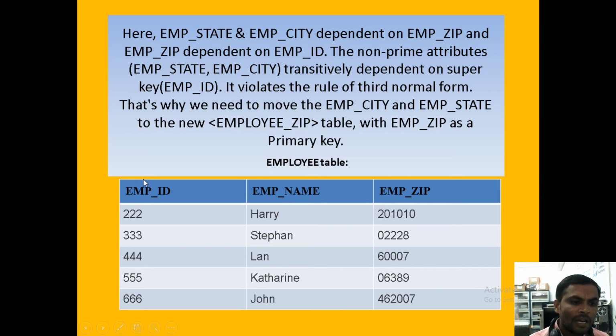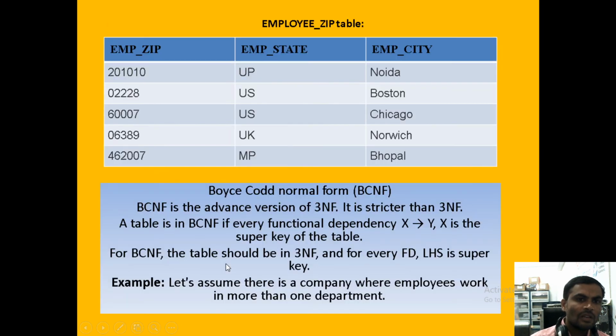Now the employee ID we are considering as a super key. Here we are considering the employee zip code as a primary key. Employee name also is a unique value. Now this employee zip code is determining the employee state and employee city. A transitive dependency will be there.